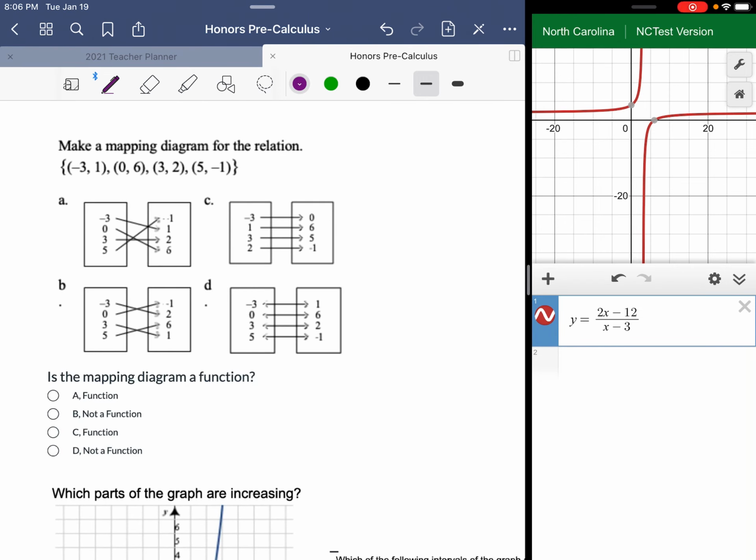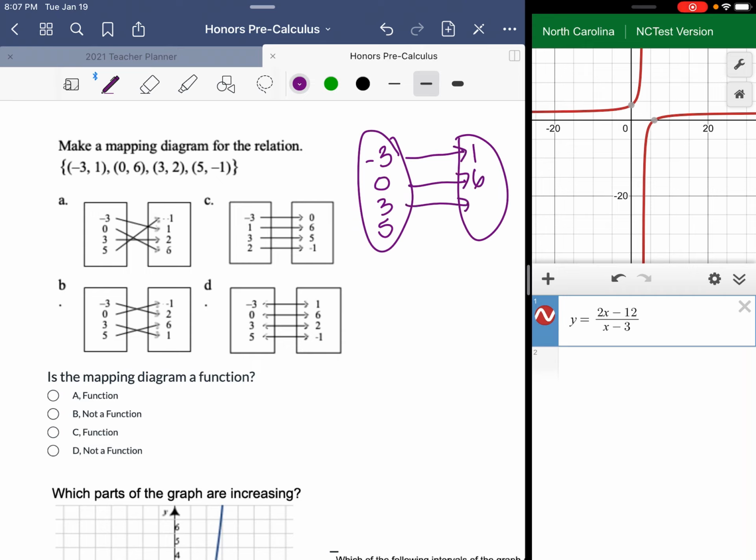All right, the mapping below. If we create this map here, in my map I have my x values of negative 3, 0, 3, and 5. Then my negative 3 is going to map to 1, my 0 is going to map to 6, my 3 is going to map to 2, and my 5 is going to map to negative 1. This is pretty basic. Make sure all of your pieces are going to the correct numbers.